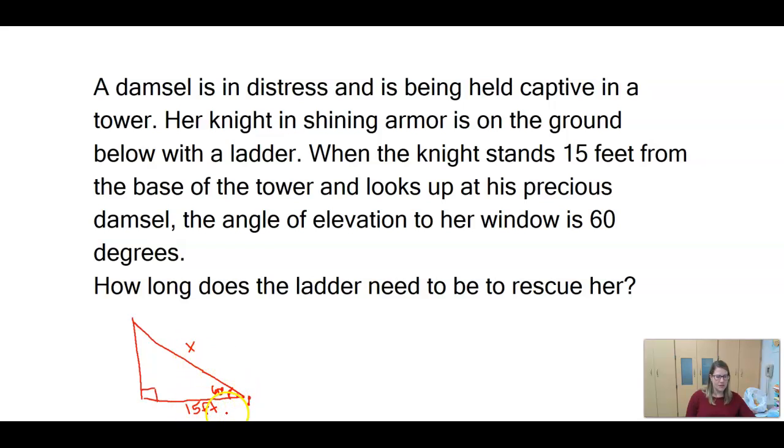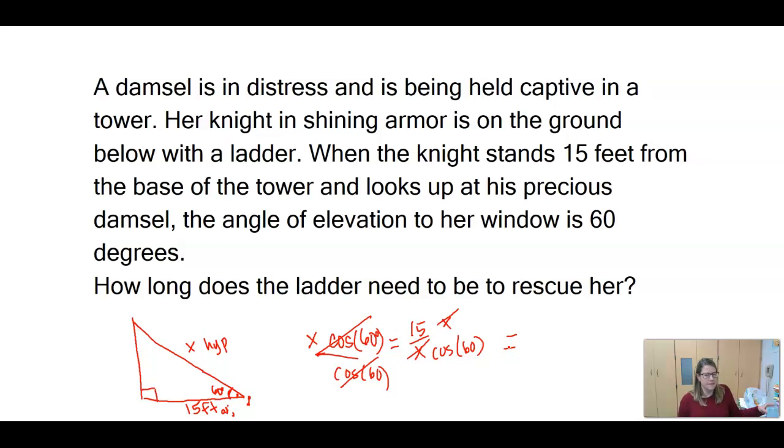So the 15 feet would be the adjacent side to 60. And this is the hypotenuse. So since it uses adjacent and hypotenuse, I know it's going to use cosine. So cosine of 60 is equal to 15 over x. And remember, when we have x on the bottom, we need to get it off by multiplying both sides by x and then dividing both sides by cosine 60. So in my calculator, I'm putting 15 divided by cosine 60.